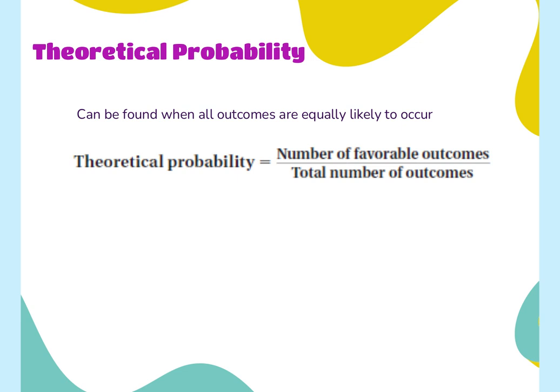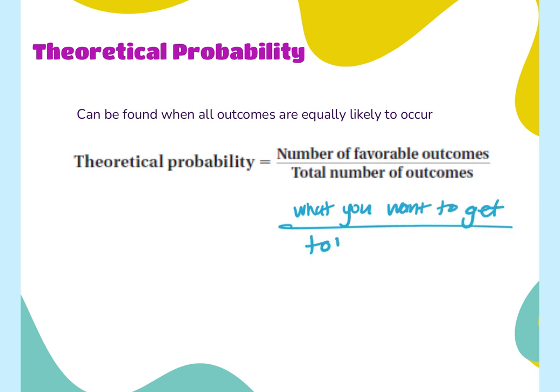And to find that, you do the number of favorable outcomes, so what you want, over the total number of outcomes. AKA what you want over total. Correct. And again, it could be a fraction, it could be a decimal, it could be a percent. Usually it's fraction or decimal, unless it says percent.